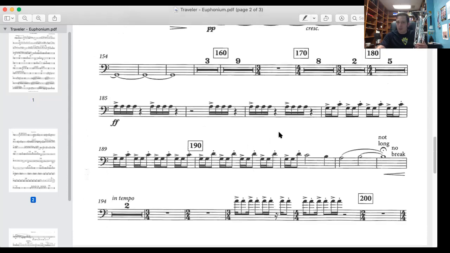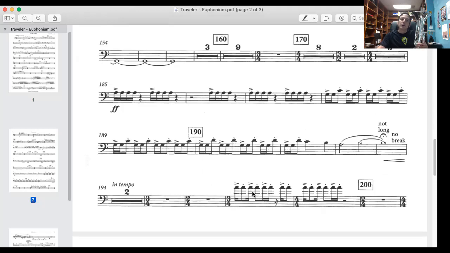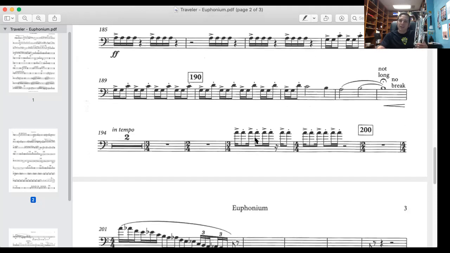Then you have some Arban's tonguing exercises. Ta ta ta ta ta. Make sure you put the emphasis there. And then here we have ta ta ta ta ta ta ta ta. Sorry, ta ta ta ta ta ta. Yeah. So we do it. Always do it in chunks, right?